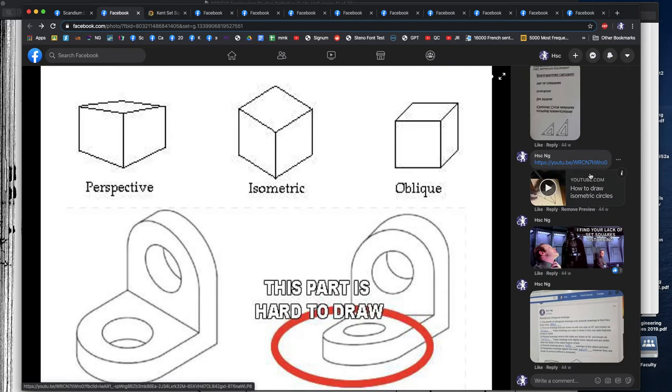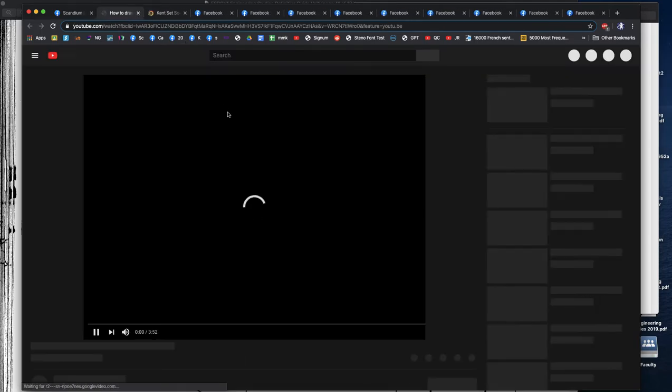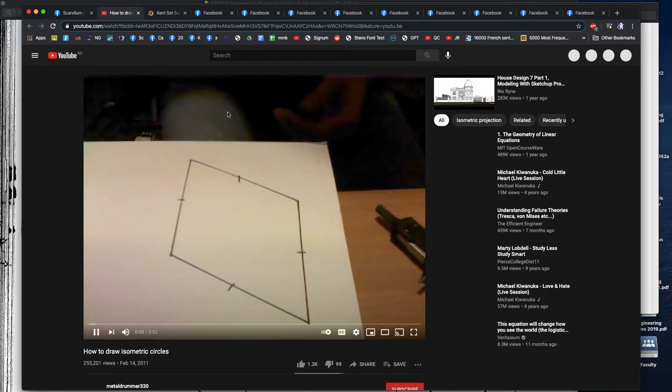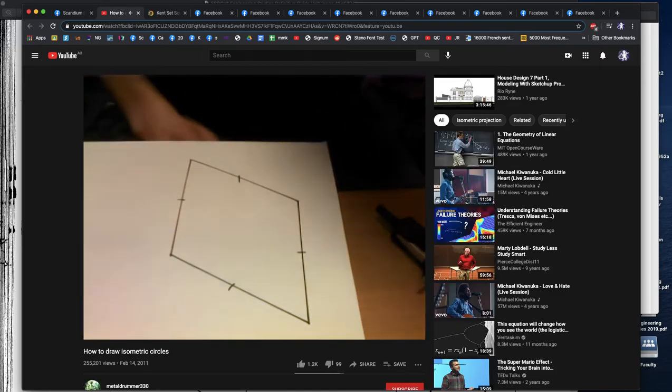Okay. Lastly, before I close this window, is how to draw isometric circles. I don't teach this anymore. I learned how to do this when I was a kid, and for those students who really want to produce their own isometric circles, there is a method for doing it, and luckily we have YouTube, which will show you how to do it.